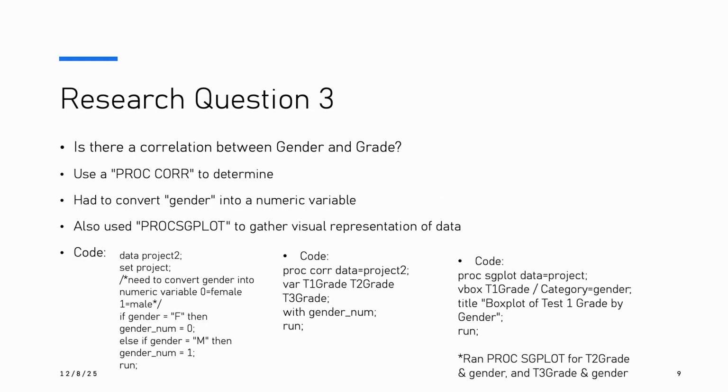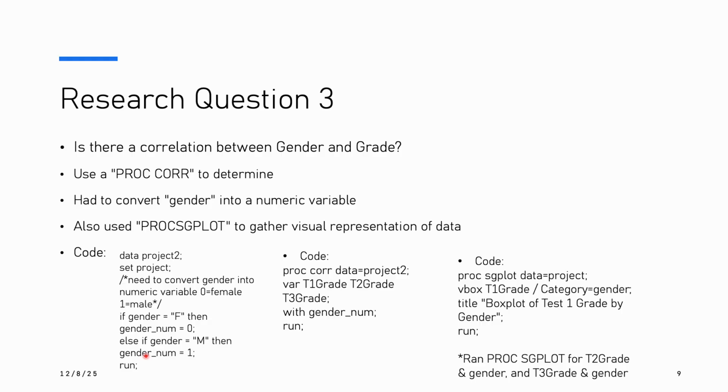For our third research question, we wanted to investigate if there was a correlation between gender and grade. In order to explore this, we needed to use a PROC CORR. However, PROC CORR can only be used with numeric variables, and gender was categorical. So, we had to convert gender into a numeric variable. In order to do this, we used the code right here, where we set our project and gave a new project name, and then we said if gender equals F, then gender numeric would be 0. Same thing for if gender equals M, then gender numeric would equal 1. And then when we ran that code, it converted gender into a numeric variable.